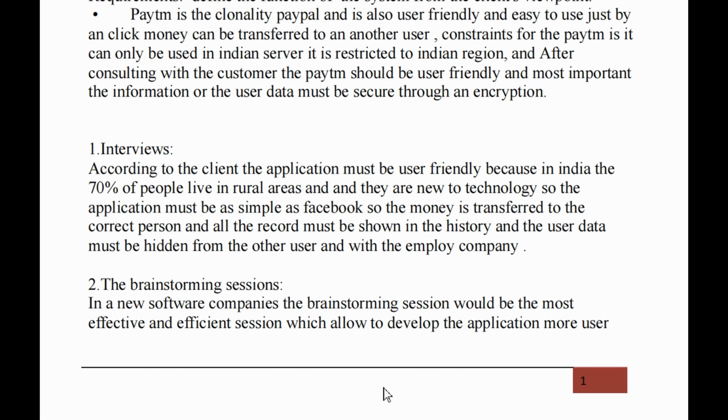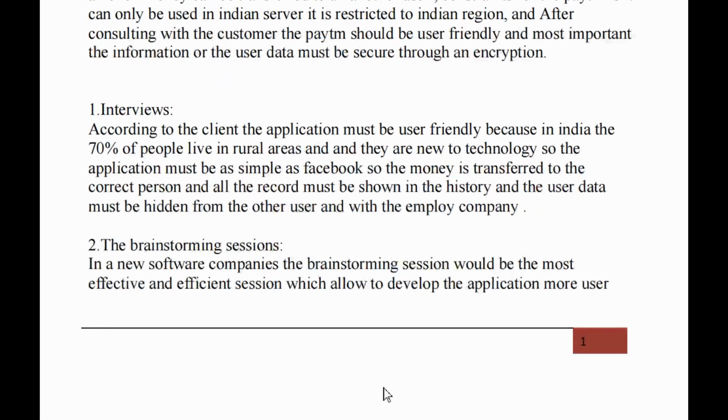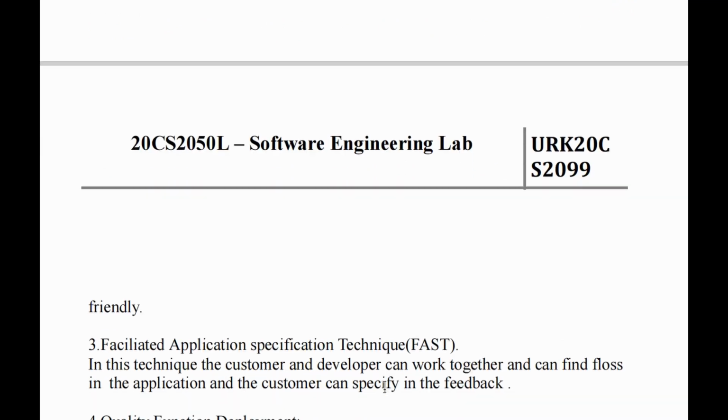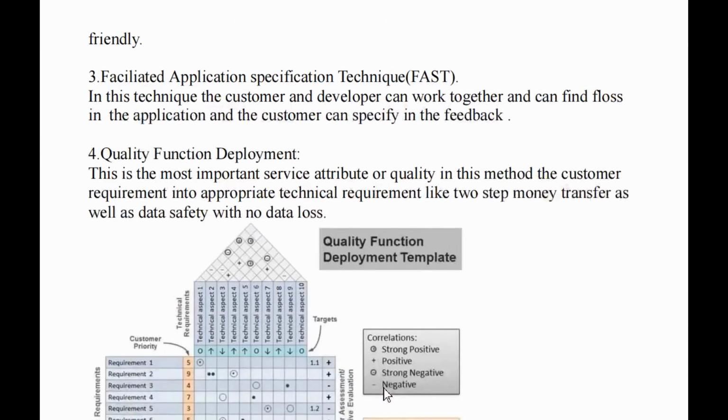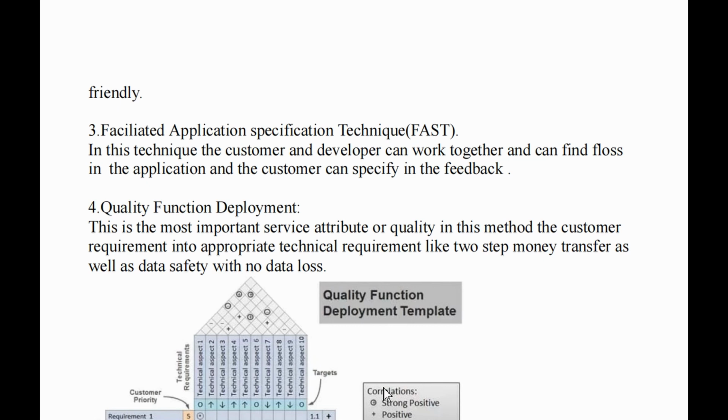Number two, the brainstorming session. In a software company, the brainstorming session would be the most effective and efficient session, which allows us to develop the application to be more user friendly.